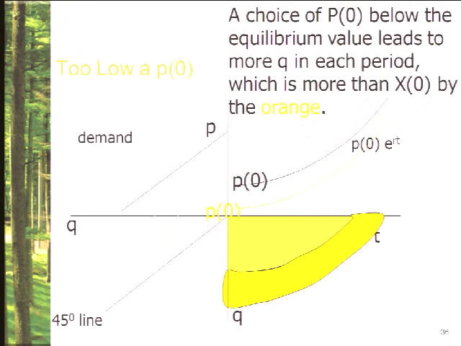You have all the conditions. Price went up at the rate of interest, supply equal demand period by period, and the total amount you demanded was the amount there was. That's what you get. And we do one example here. What happens if you increase the interest rate?